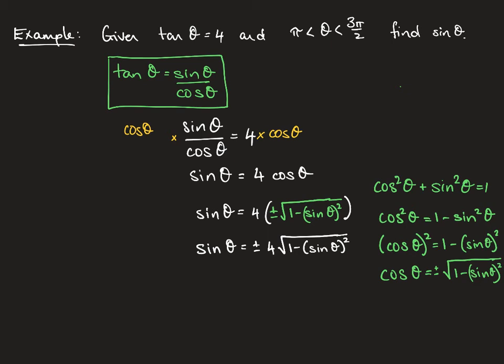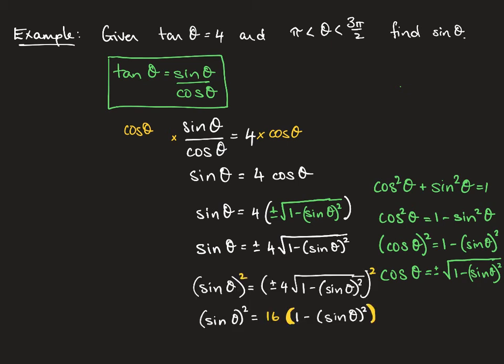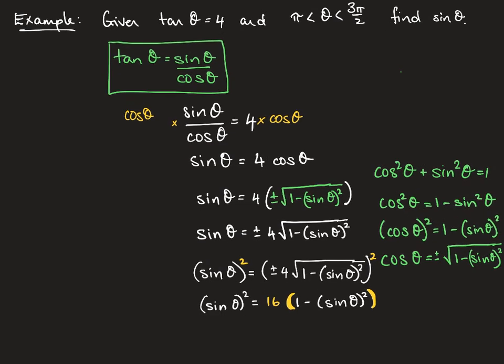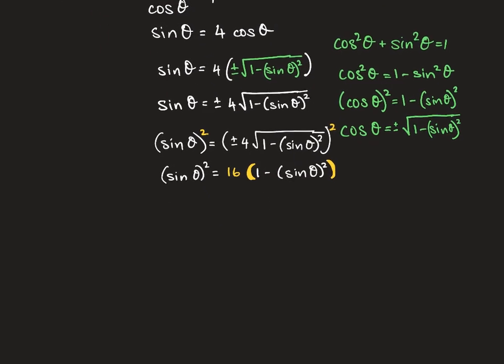And now to collect all of my sine thetas together, I'm actually going to square both sides. And so I square the positive and negative 4, which gives me 16, and I square the square root, which gets rid of the square root but leaves me with 16 multiplied by 1 minus sine theta all squared. Now I can expand this out and collect all of my sine thetas, which is what I'm going to do next.